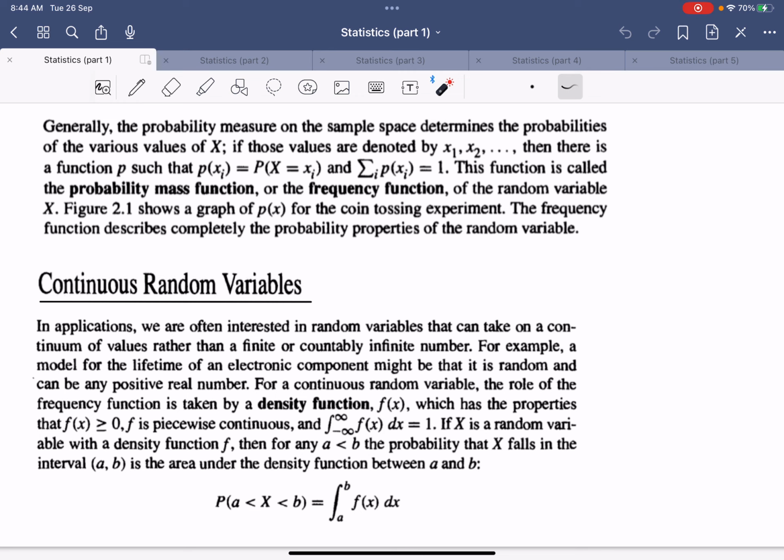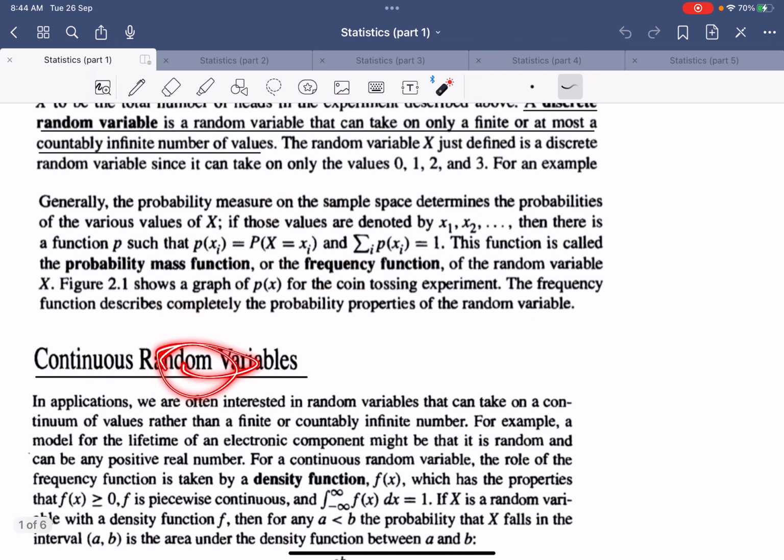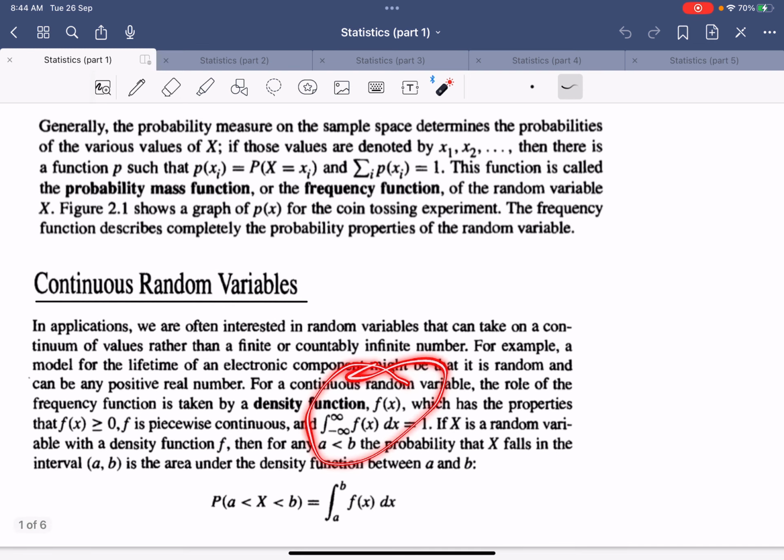And to describe this, instead of using a mass function, which is only applicable to discrete, for continuous you cannot have equality at a point because a single point will have zero probability. So instead it's like an area, and for area we need to use an integral. So we say that the distribution is represented by some function f such that the probability is the integral from a to b of f. So f is known as the density.